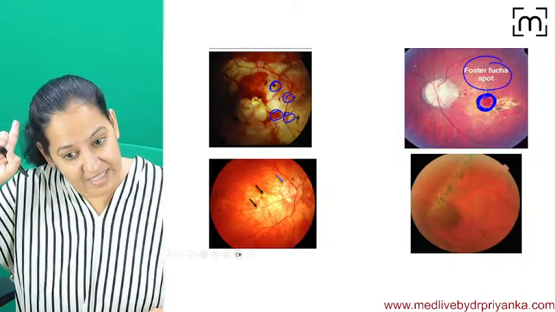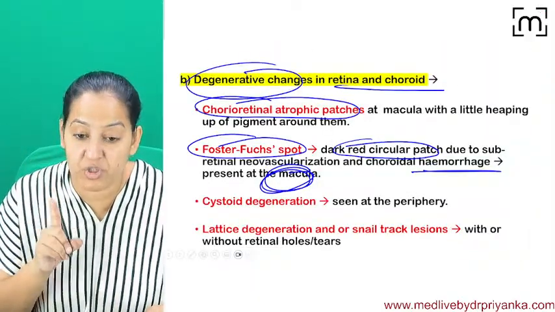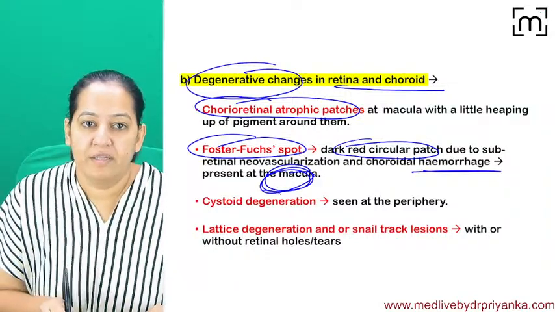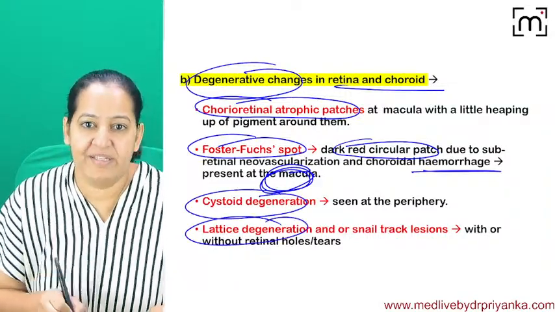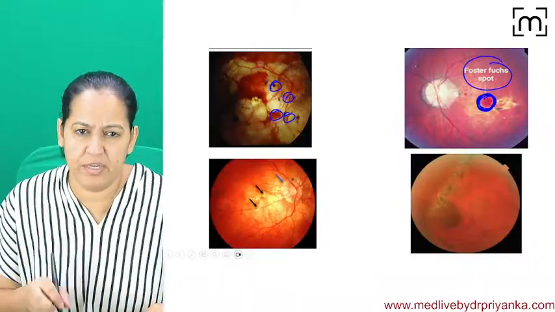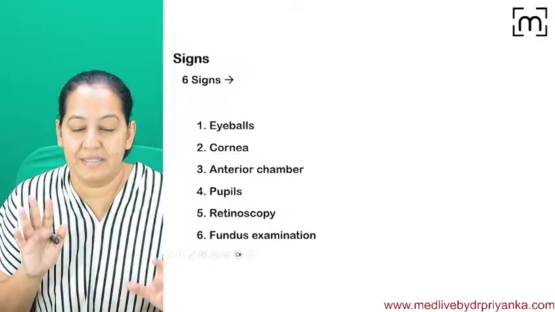You remember silk short retina was in hypermetropia. Here we have posture push spots in the macula. There is cystoid degeneration, lattice degeneration; all these types of degeneration I will teach you when I teach retina in detail. So here you don't have to go into detail, just learn these catchy names. Okay, so that is the 6 signs.